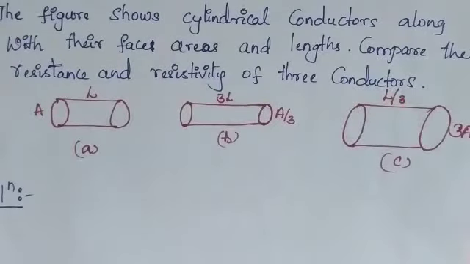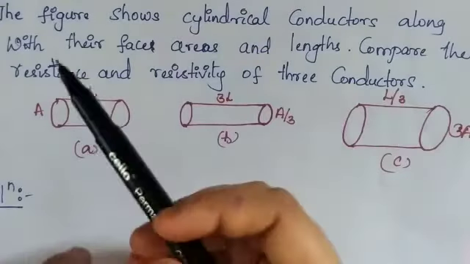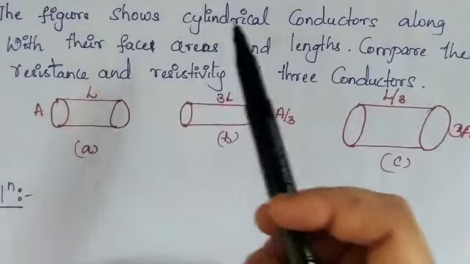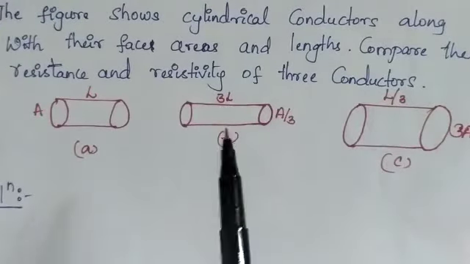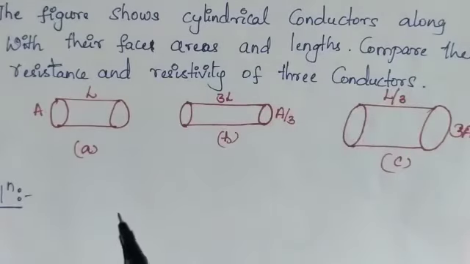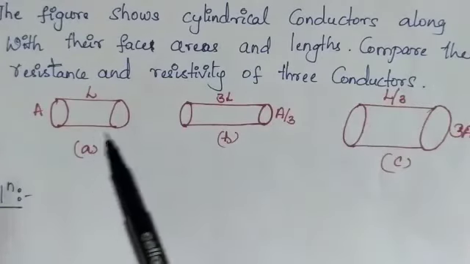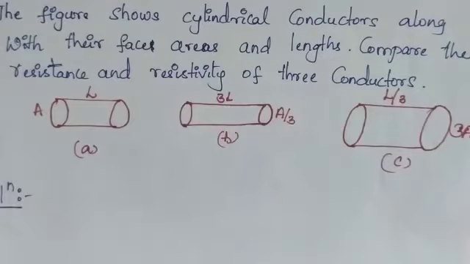Next, based on that, we are going to solve some very important problems or questions. First, consider the figure, which shows cylindrical conductors along with their face areas and lengths. Area is given and lengths are given. Compare the resistance and resistivity of these three conductors.